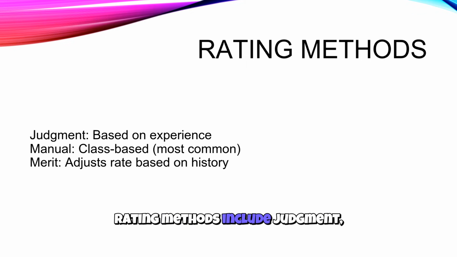Rating methods include judgment, manual, and merit. Judgment relies on underwriter experience. Manual rating, the most common, classifies risks into categories. Merit rating adjusts premiums based on individual loss history, rewarding low risk behavior. Understanding these methods is crucial for accurate policy pricing and risk assessment.